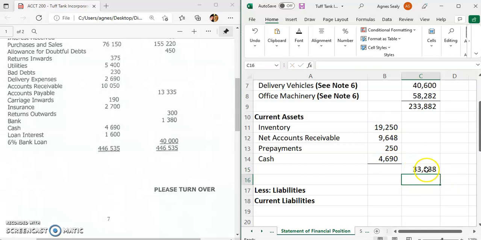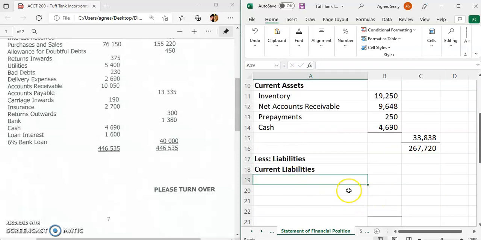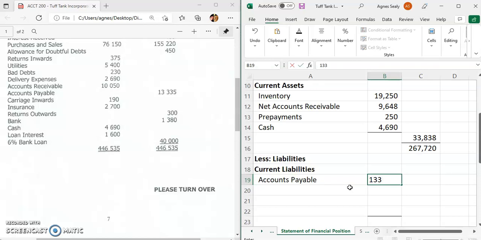So we have our total current assets, and when we add that to our non-current assets, it gives us total assets of $267,720. So we go to our liabilities. We have accounts payable of $13,335. And we have bank, which is an overdraft. It's on the credit side of $1,380.